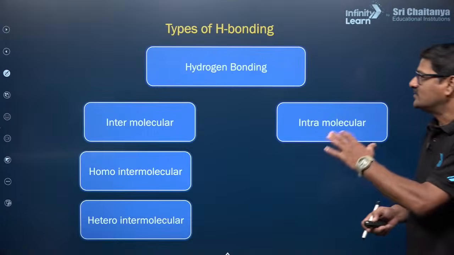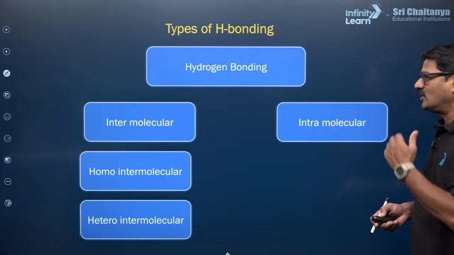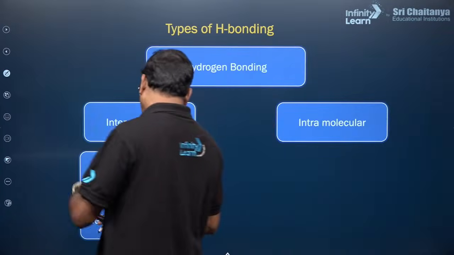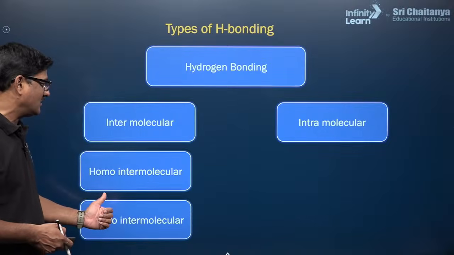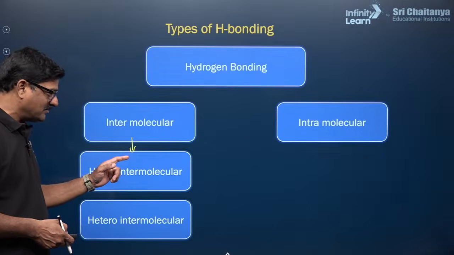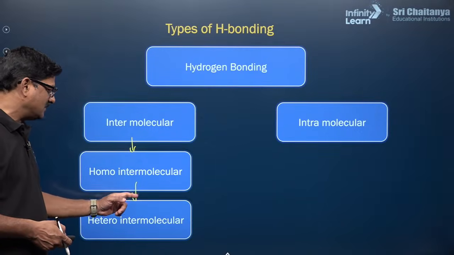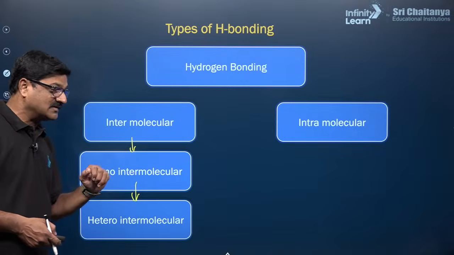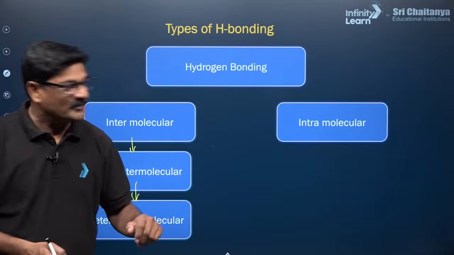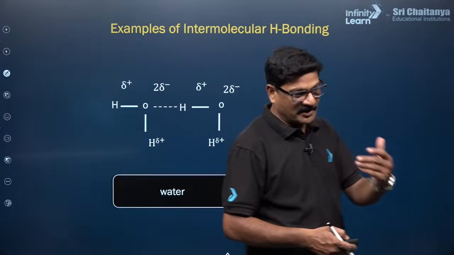Students, in hydrogen bonding you can have intermolecular hydrogen bonding and intramolecular hydrogen bonding. Sometimes homo-intermolecular or hetero-intermolecular can be seen. Within the same type of molecule, it is homo-intermolecular, and if it is two different molecules, that is called hetero-intermolecular. Let us talk about examples of intermolecular hydrogen bonding, and we'll see their applications also.